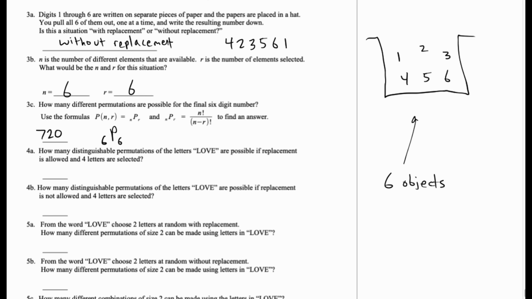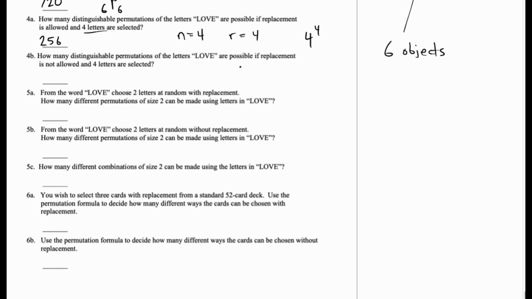Alright. Now they're talking about the letters LOVE. And that's going to be an N of 4 and an R of 4 because 4 letters are going to be selected. But the formula for permutations with replacement is different from the formula for permutations without. So we want 4 raised to the 4, which turns out to be 256.